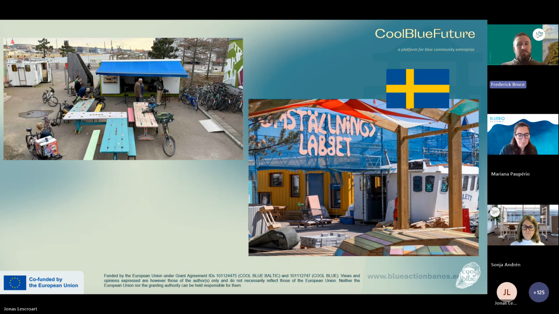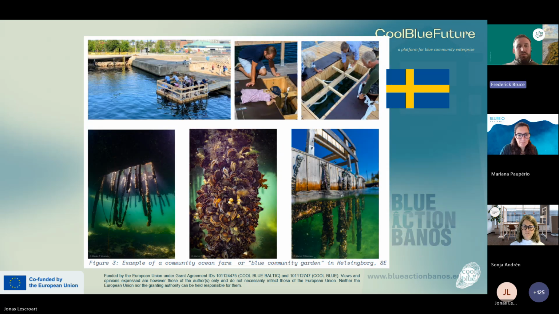Next slide, please. And the concept has also spread further throughout Sweden. And then there are more of these little platforms like this. I think this is in Helsingborg, which is near to Gothenburg. So there are communities who then express interest and they want to do something in the local area. And this is another example of that. Next slide, please.